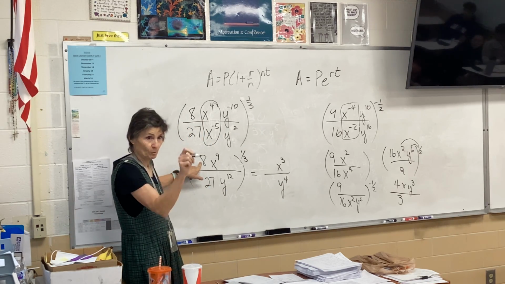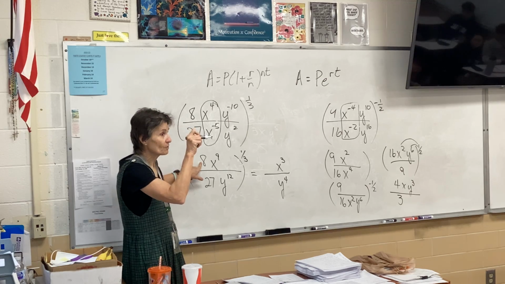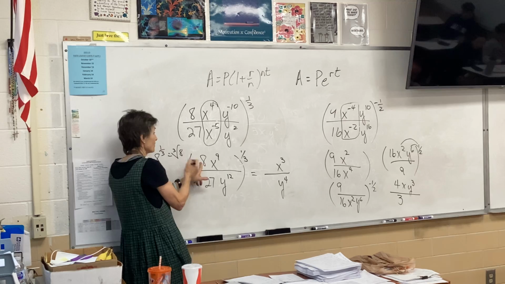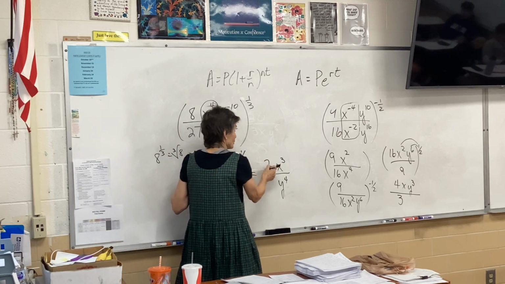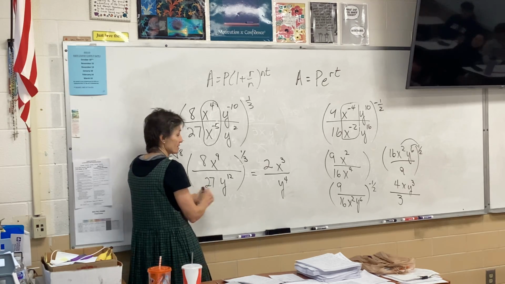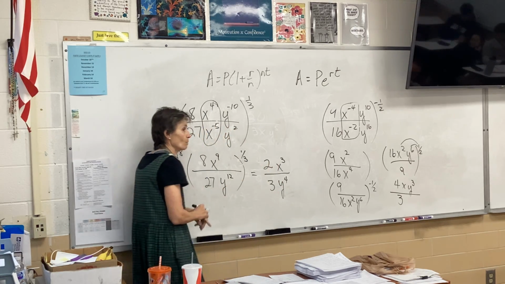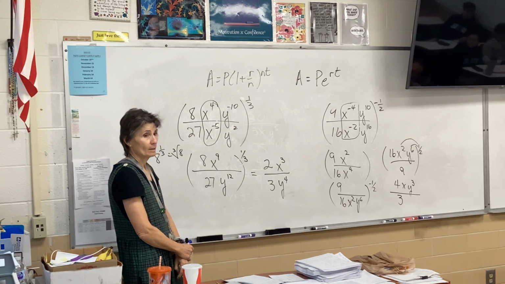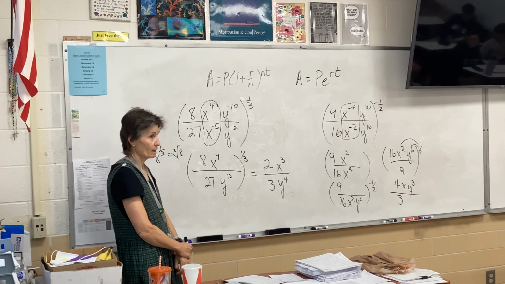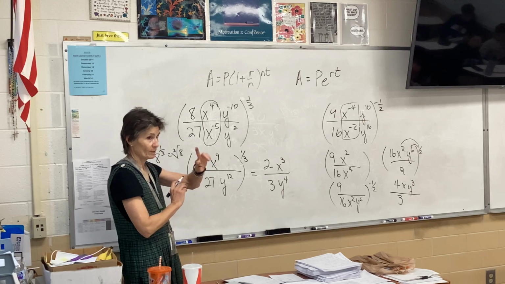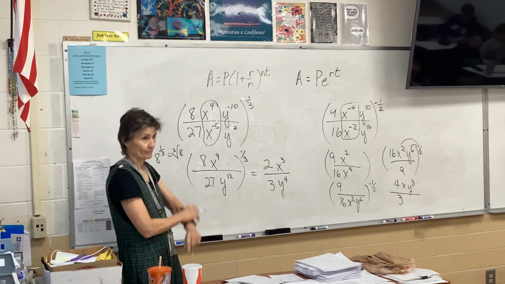Cube root it. So 8 to the 1/3 means the cube root of 8, and the cube root of 8 is 2. Same thing with 27, cube root of 27 is 3. So there would be the final answer of the problem. Fractional exponents are radicals. Negative exponents are flip.